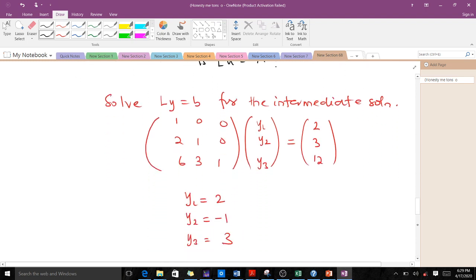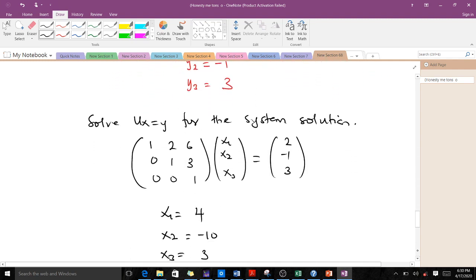So the next thing is to find the intermediate solution. With that one, we solve Ly equals B for some y, where L is our lower triangular matrix. So this is our L, and this is our y, equals the B from the question, so the constants from the question. When you do this, you know this matrix has already been reduced for you, so doing it is so simple. So you get your y1 to be 2, your y2 to be -1, and y3 to be 3. And this is the intermediate solution.